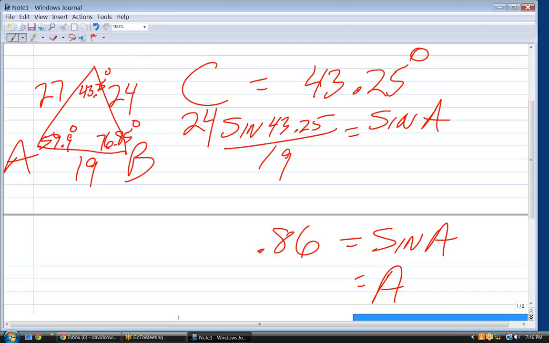Okay, so there we used 3 different principles. We used the law of cosines to find one of the angles, and we used the law of sines to find a second angle, and then we used the fact that there's 180 degrees in a triangle to find the third angle. And that's exactly the pattern you're going to use every single time you solve a triangle that's side, side, side.